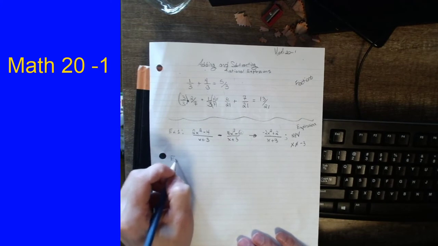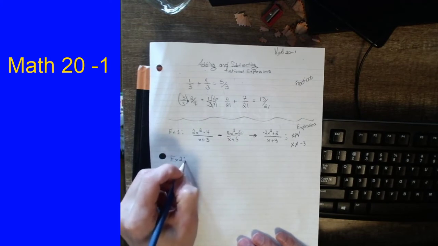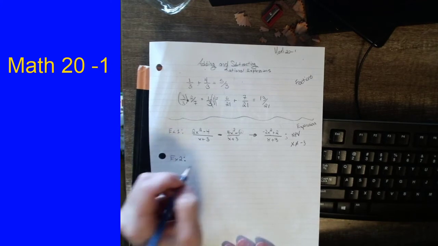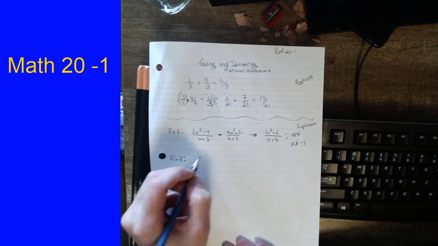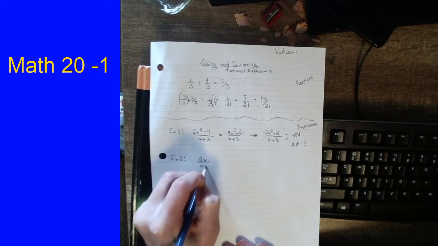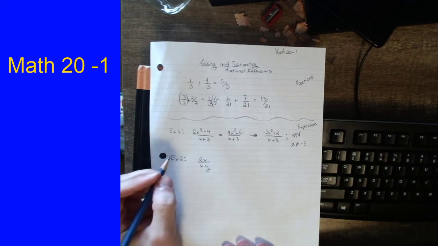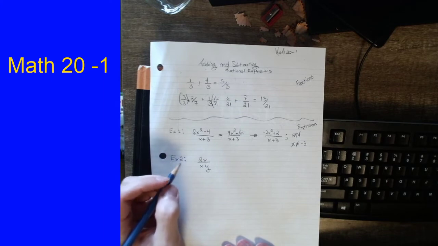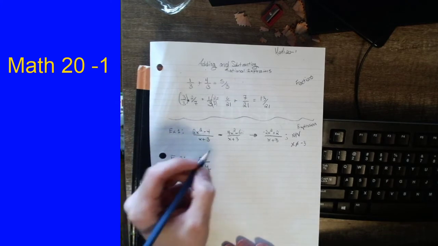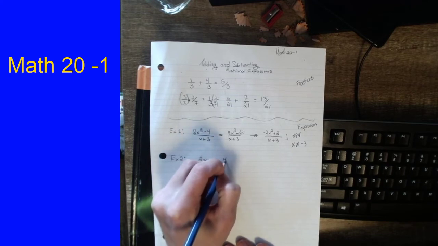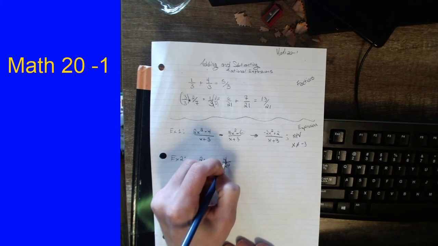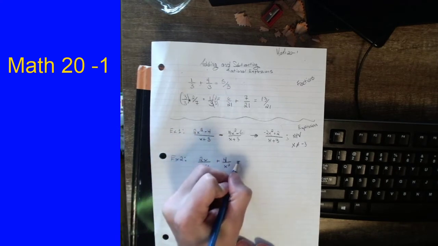Our second example is going to be a little more complex. So we'll have 2x over x times y plus 4 over x squared minus 3.